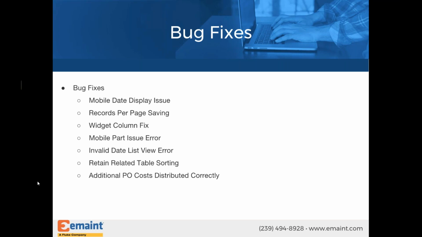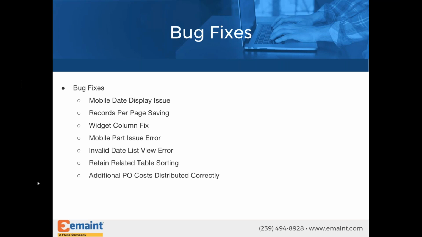The next one we have here is mobile parts issue error. There was an issue that whenever you're trying to issue out parts in mobile and there is a double quotation within the item description, that was actually causing the description to get cut off when you're making a charge on the items. So we've gone ahead and applied a fix to make sure that the whole item description gets converted over when making that charge in mobile.